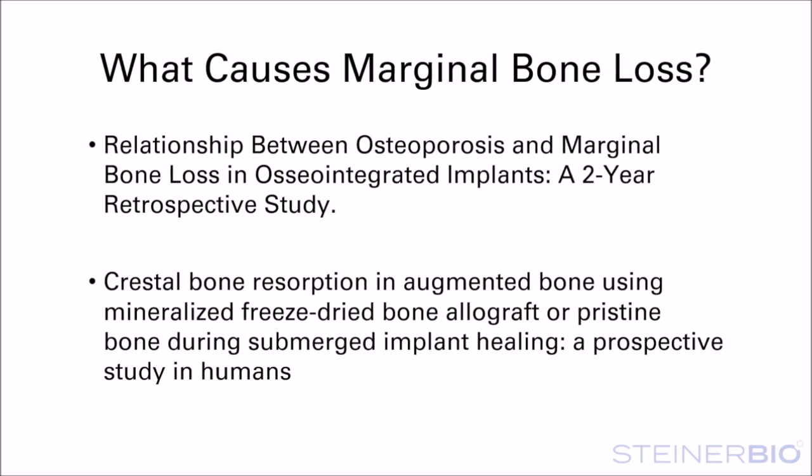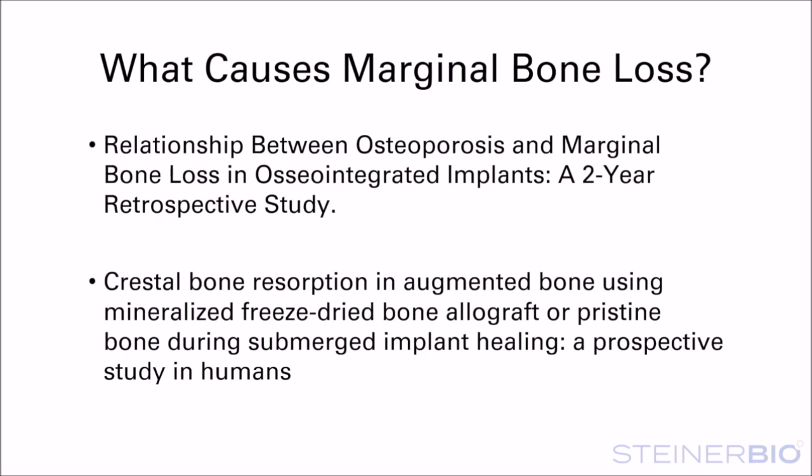Then they put implants in those grafted sites, and they put implants in sites that had not been grafted. And when the implants were placed, they simply covered them up, buried them, and followed them for 3 to 4 months. Whenever they opened them up to put the healing abutment on, they looked at the marginal bone. And they were quite surprised to find that the implants placed in the mineralized allografts showed marginal bone loss, and the implants placed in sites not grafted with an allograft showed no marginal bone loss.